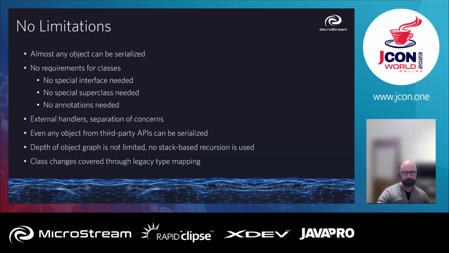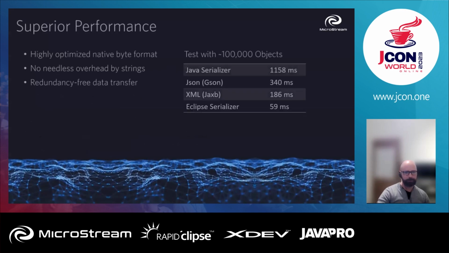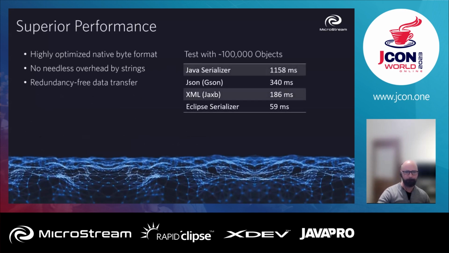All right. So we did a performance comparison because it's a highly optimized native byte format, very similar to the JVM format on the heap. There's no big overhead regarding conversion. We don't have a needless overhead by string conversion for a human readable data format, and tests showed that we can gain a big performance win out of that.